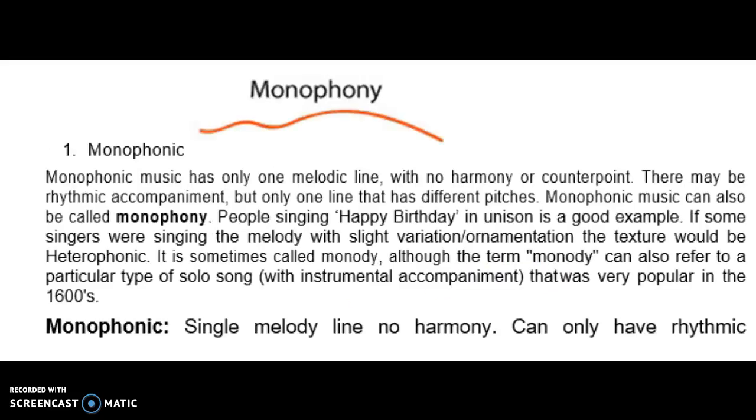Now the first word to describe texture is monophony. You see there, one line, monophonic music. It has only one melodic line, so you see just one layer with no harmony or counterpoint. There may be rhythmic accompaniment, but only one line that has different pitches. Monophonic music can also be called monophony.